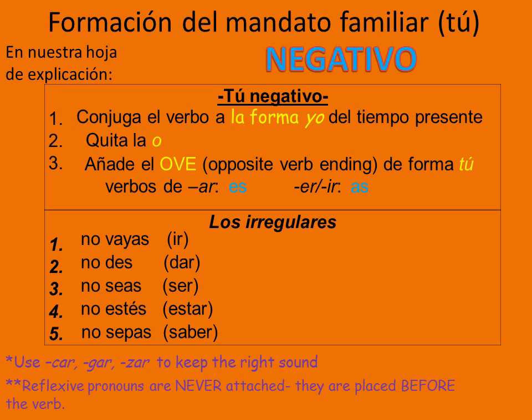Reflexive pronouns can never, ever, ever be attached when it's a negative command. So we had to attach them when it was affirmative. However, with negative, you put it before the verb again like we've done in the past. We'll go over a few examples of that.